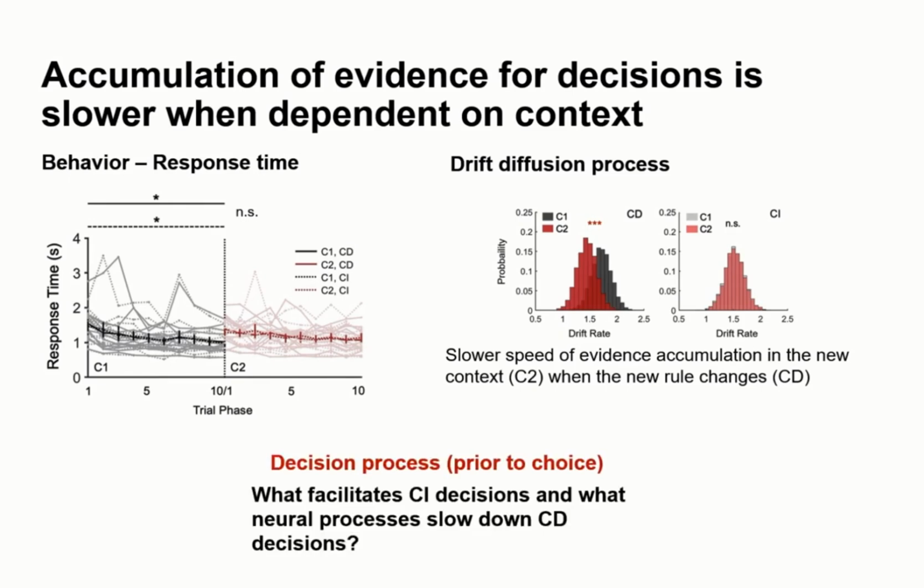for decisions that depend on context. Now, the role of context representations and coincident theta activity on these differences in the decision process is still unclear, and future work is ongoing to study whether those neural patterns facilitate the context-independent decisions or influence the slower evidence accumulation for the context-dependent decisions.